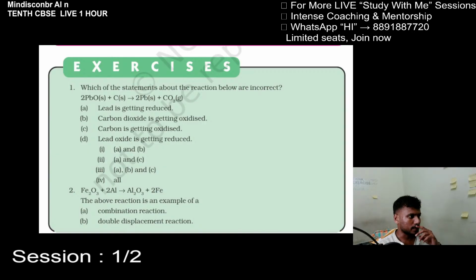Step by step answer: identify the change in the reaction. 2 PbO plus carbon gives 2 Pb plus carbon dioxide. Lead oxide becomes lead and carbon becomes carbon dioxide. Analyze each substance. Lead oxide, PbO, gets converted into lead, Pb. Therefore PbO loses oxygen. Loss of oxygen is reduction, so lead oxide is reduced. Statement A, lead is getting reduced, has incorrect wording. Actually Pb2+ in PbO is reduced to Pb.